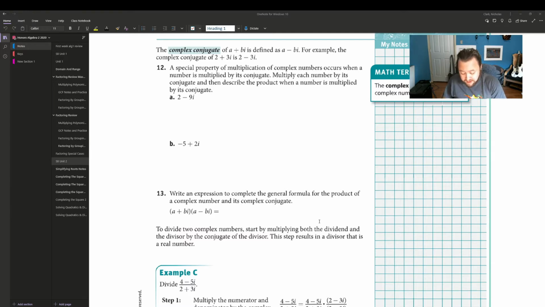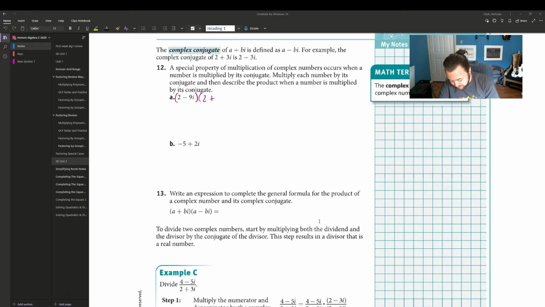So let's take a look at that a right there. What I'm going to do is multiply that by its complex conjugate, which means I'll be multiplying 2 minus 9i times 2 plus 9i. And that's really all it means, is you're going to swap the sign that's in the middle.